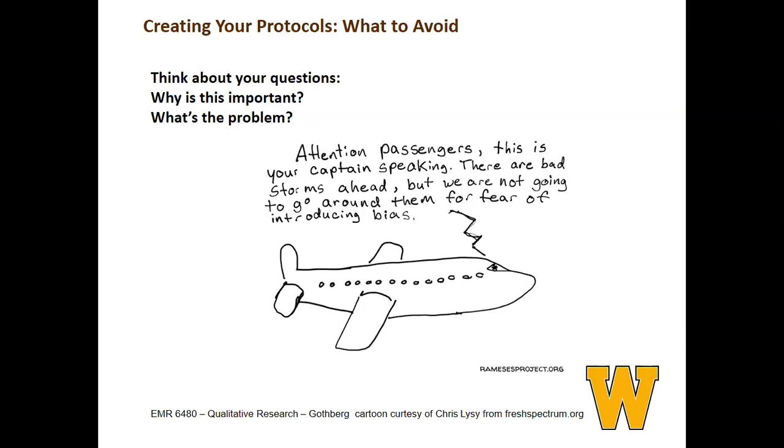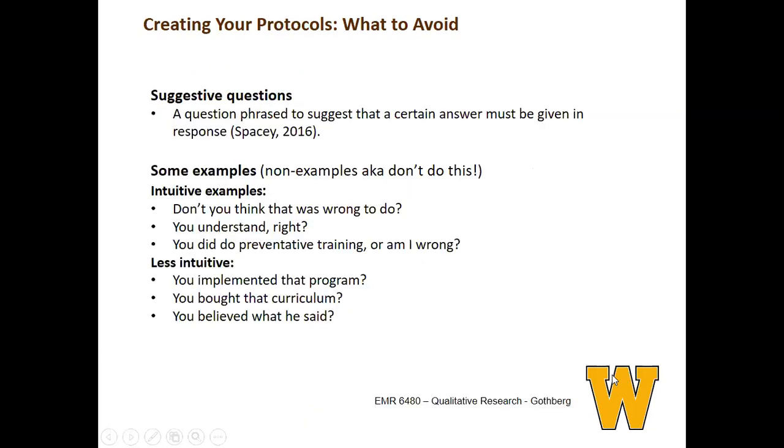Some things to think about when you're trying to avoid this is think about your questions. Why are you asking them? Why is this particular question important? What's the problem? And then I'd also say, how does it tie into your research question? There are several types of questions that you need to make certain you avoid. And so I'm going to go over each of these and give you some examples in the next few slides.